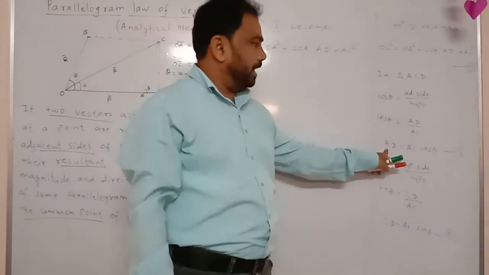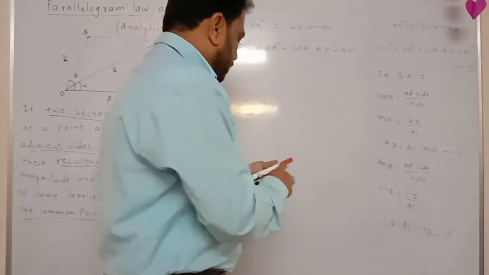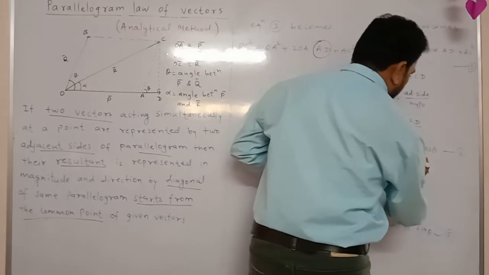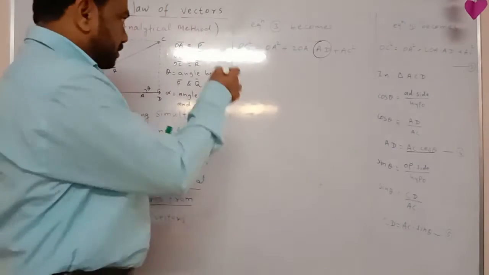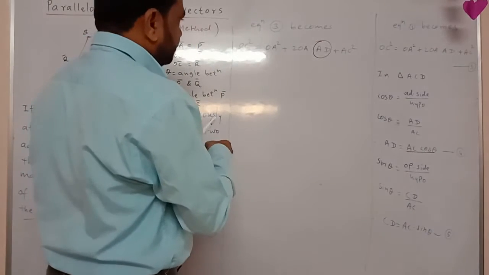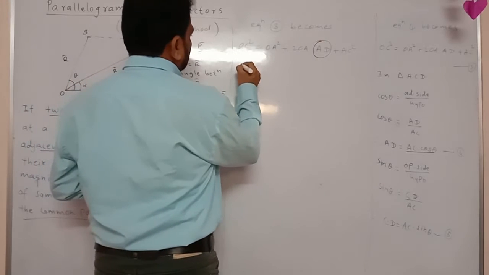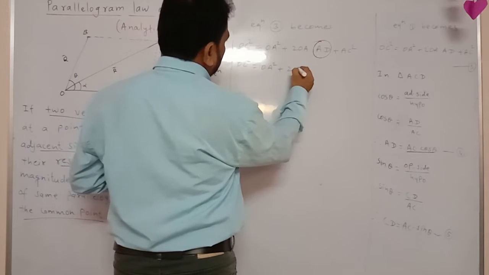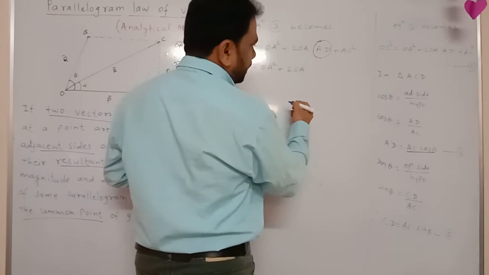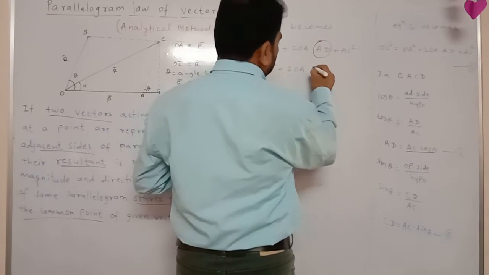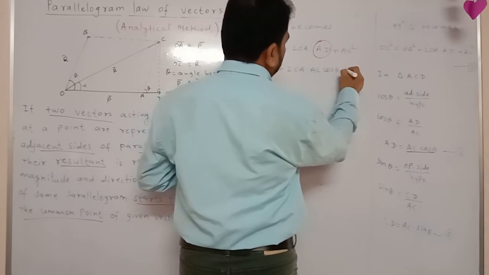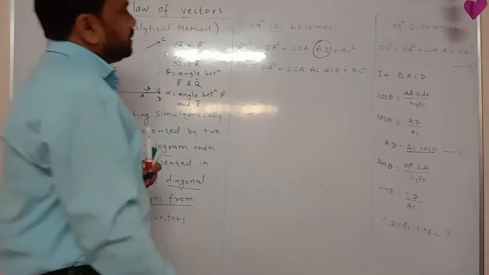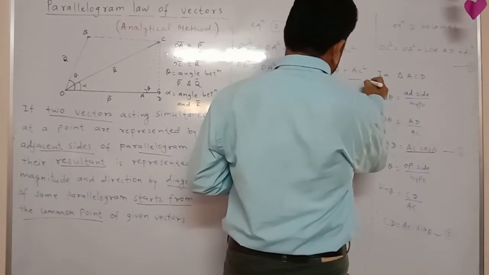Now we have the value of AD in equation number 4. So instead of AD, we can put the value of AD, that is AC cos theta. So substitute there. OC square is equal to OA square plus 2OA into AC cos theta plus AC square. Suppose this equation is equation number 6.